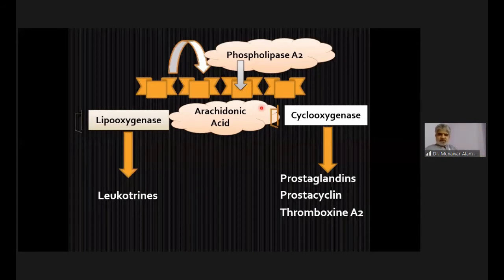As far as the inflammatory process is concerned, these prostaglandins are very important. All the signs and symptoms that we discussed yesterday, that is the redness, swelling, pain, and temperature, are because of the vasodilation produced by the prostaglandins. So what these drugs do as anti-inflammatory is block the cyclooxygenase enzyme.